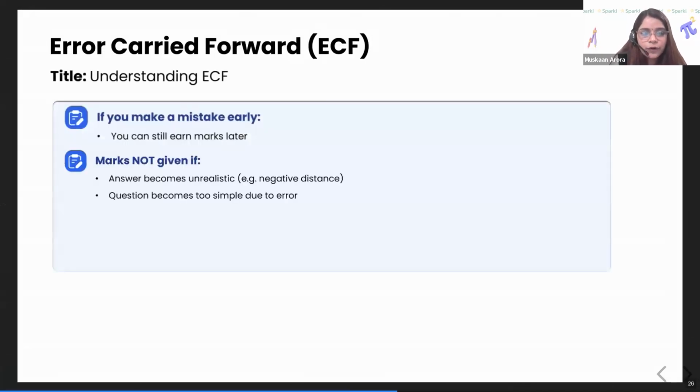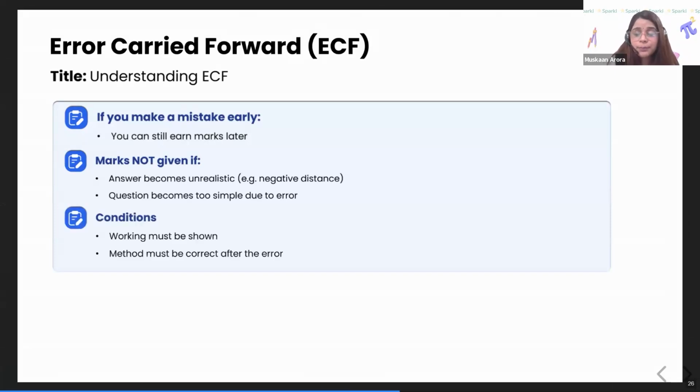Now let's talk more about ECF. Understanding ECF is important for us. As Raika said, if you end up getting a wrong answer and you're using it further for the question, you can still get marks as long as your working is correct. Very nicely explained. But if your working ends up giving you an unrealistic answer later, or the question becomes simpler due to the error, then you will not get any marks on this. Okay? So we have to keep this in mind. Then you will lose the complete marks for the question.